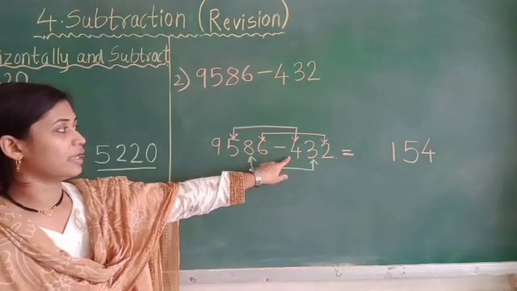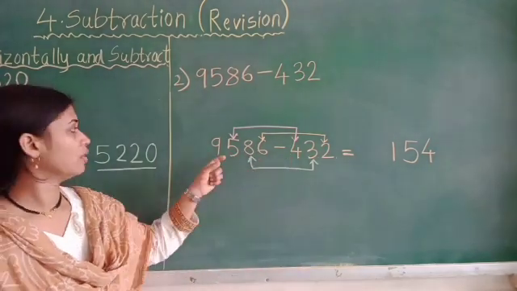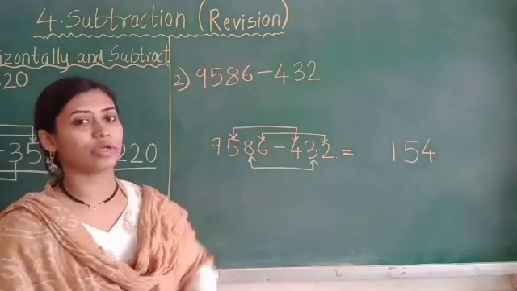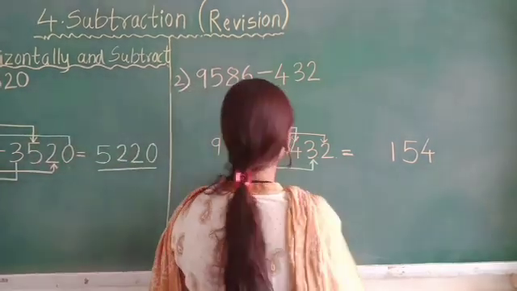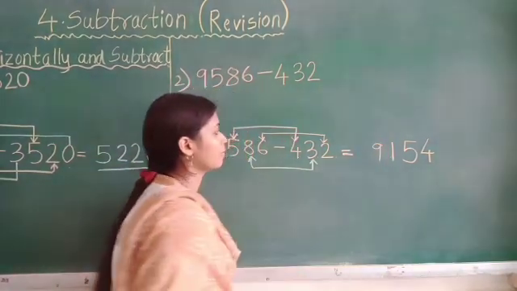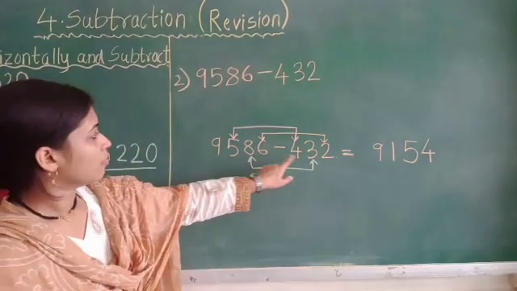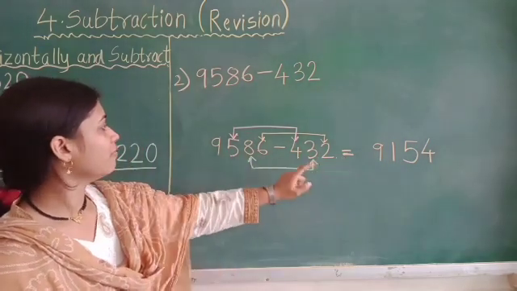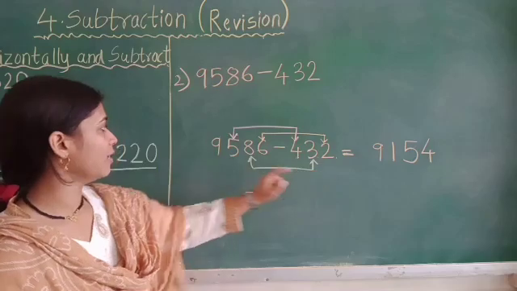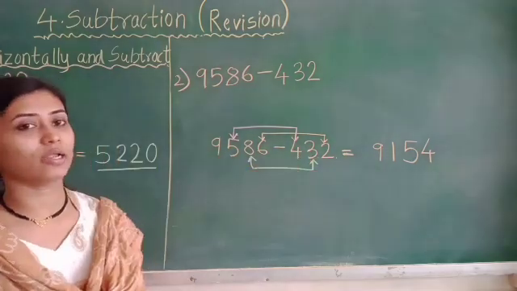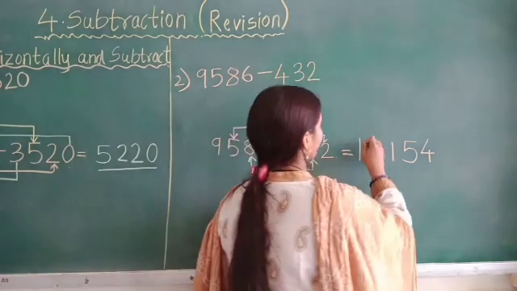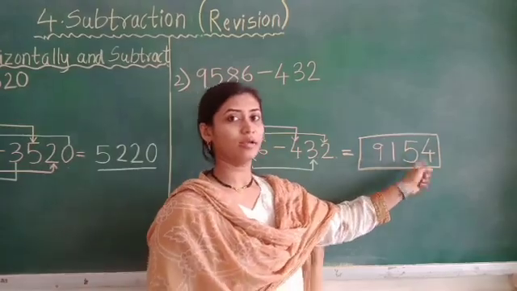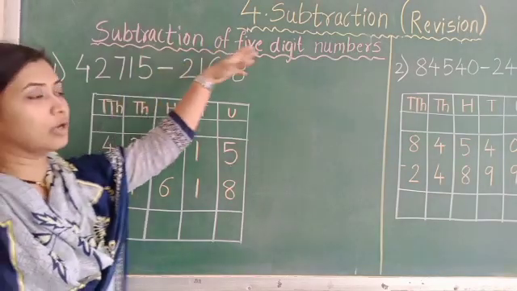Now, is there any number in the thousands place here? No. But here we have a number in the thousands place. So this number we will write down there as it is. So what will come here? 9. We have subtracted 2 from 6, we have got 4. 3 from 8, 5. And 5 minus 4 is how much? 1. And this 9 we will write down there as it is. So this is our final answer, 9154.